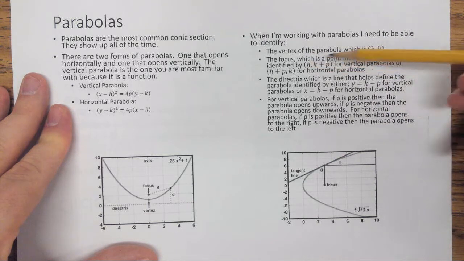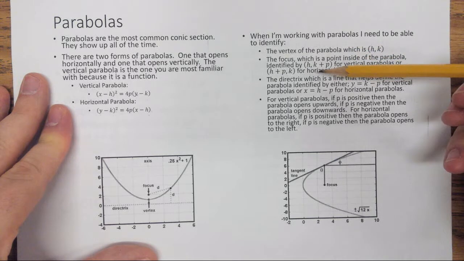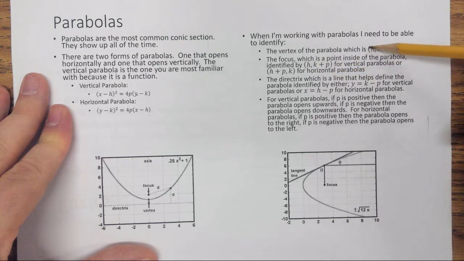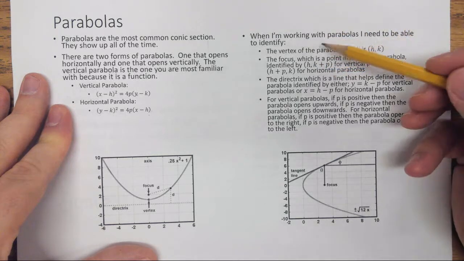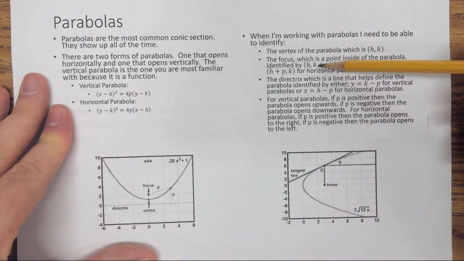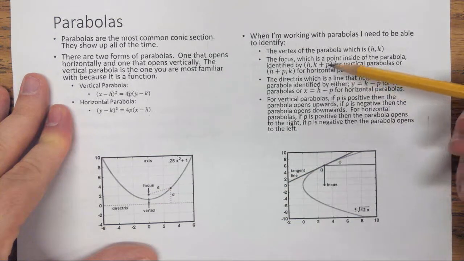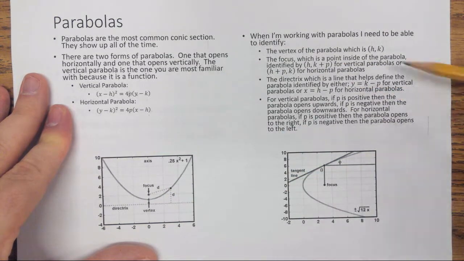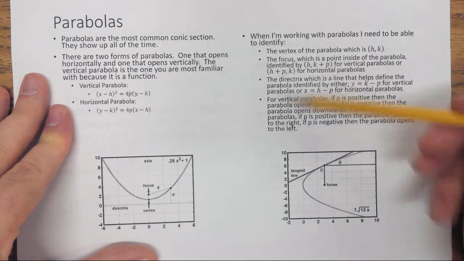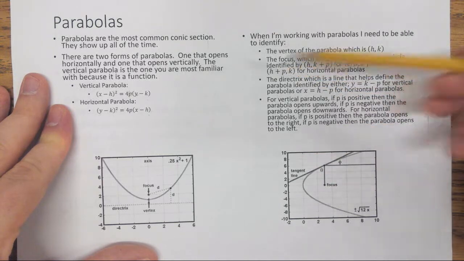In order to identify that, it depends on whether it's vertical or horizontal. For a vertical parabola, to find the focus, you just take your vertex and you're going to add this p value here to your y value, because it's just inside of the parabola, so it's going to move up. If it was negative, it would be moving down, and this would be a negative p. For horizontal, you're moving to the right or to the left, so you're adding p to the h value.